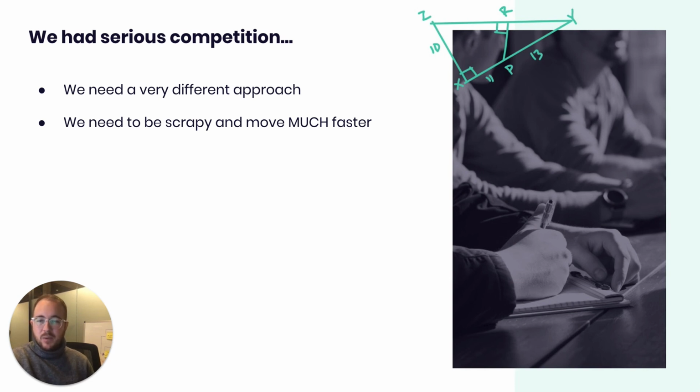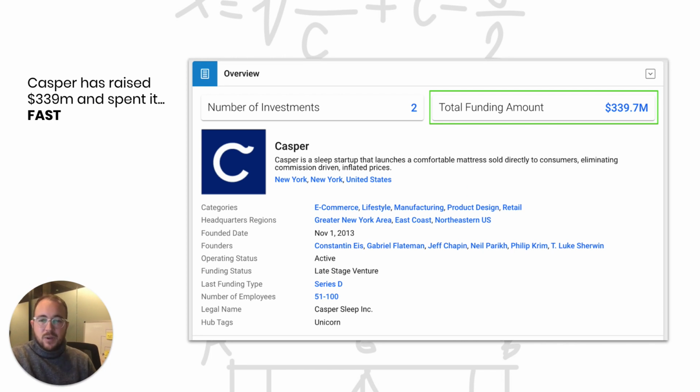So this meant that we needed to be really scrappy and we needed to move much faster than the competitors were. How did we do it? Well, let's first take a look at Casper. Casper had raised $340 million, which is huge by any kind of metric when you're comparing even the SaaS businesses. It's a massive amount of money they had to play with. We didn't have any interest in doing that kind of playbook.